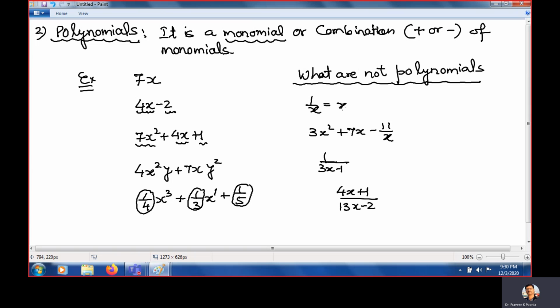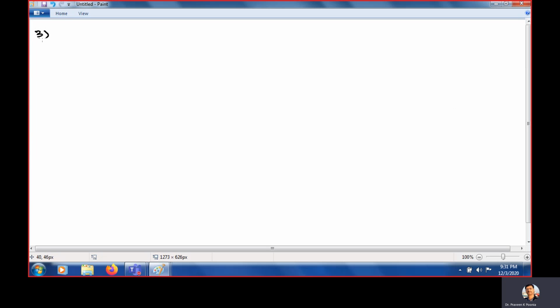Because if you write it, it will become x power minus 1, and minus 1 is not a whole number. I told you clearly, the power should be a whole number. If a power is not a whole number, then it is not a polynomial. Please remember. So in all these examples, the powers of x are not whole numbers. That's why I called these not polynomials. This is definition number 2. And number 3 is not really a definition, it is a term basically: coefficient of a term.